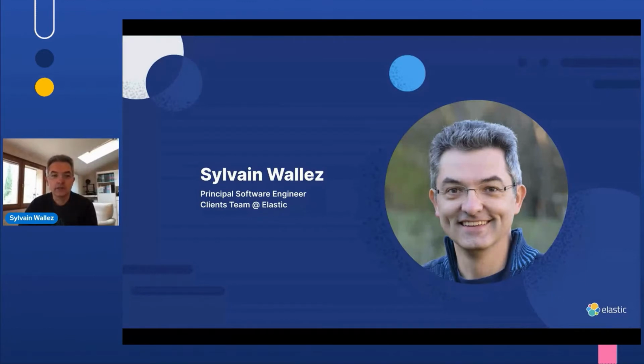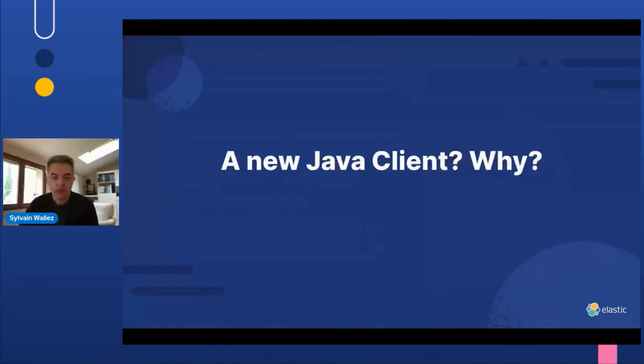The clients team at Elastic is responsible for all the client libraries that you use in your applications to call the Elasticsearch server. So typically we have Java, we have JavaScript, Go, PHP, Python, Ruby, and so on as client libraries that we provide for you to integrate in your applications. So first, let's start with the new Java client.